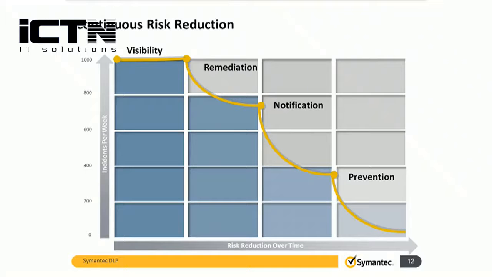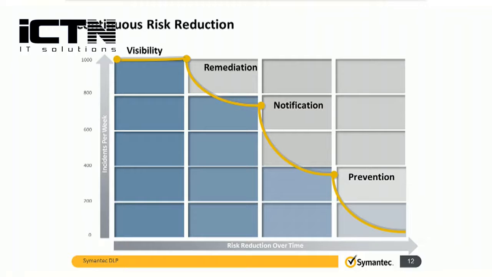Once you know what business processes are broken and who your top offenders are, you need to start remediation. 90% of DLP is about what you do after you find incidents. With Symantec DLP, we can set up custom workflow paths and remediation responses based on severity to make sure the right action is taken at the right time.